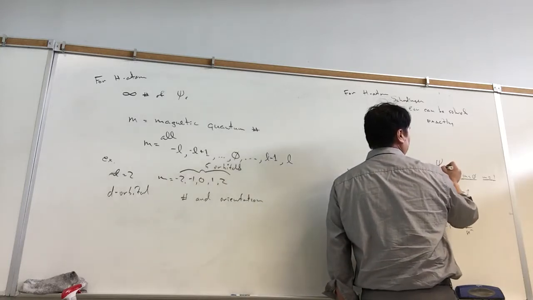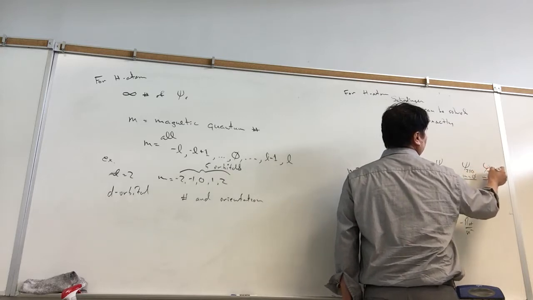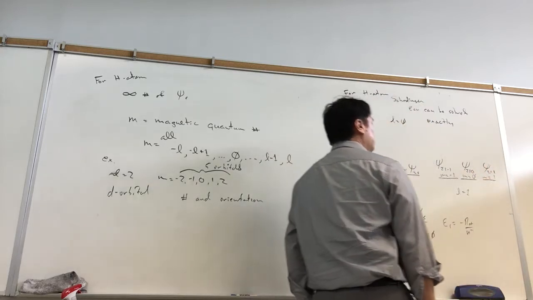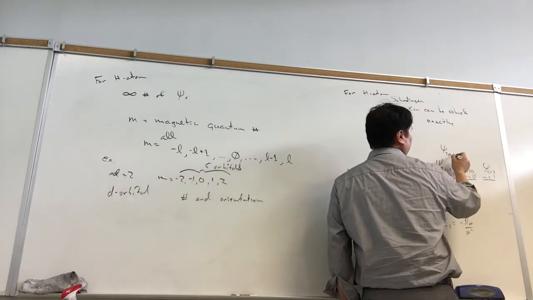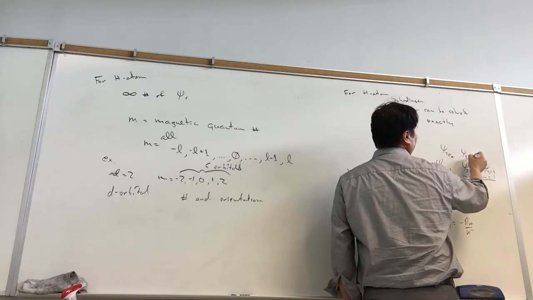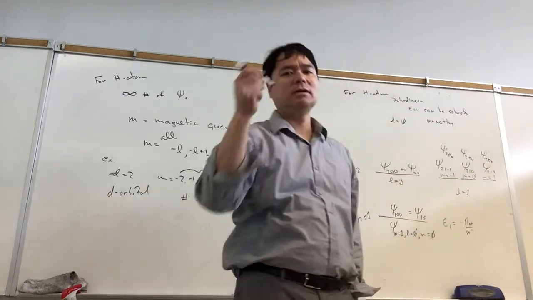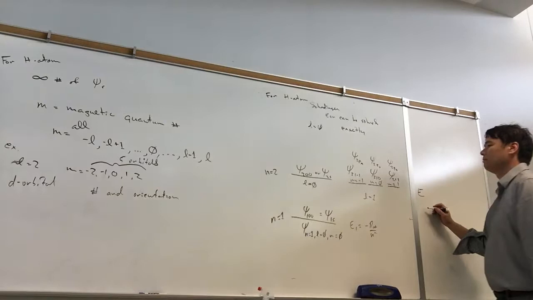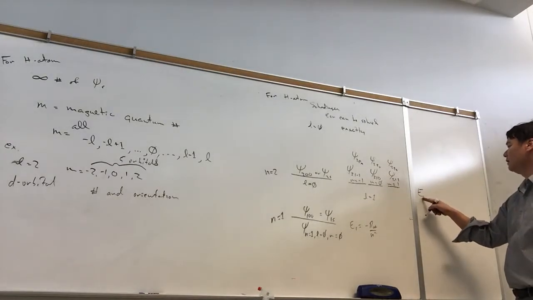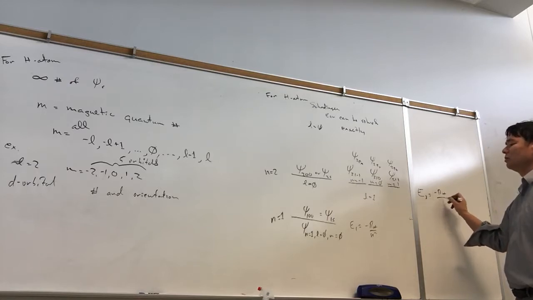Over here, this would be a psi 21 minus 1. This would be a psi 210. This is a psi 211. And so what we end up with are psi 2p, the orientations I've got to double check, 2px, 2py, and a 2pz, showing the orientation of the p along the x, along the y, and along the z. All these 4 orbitals have the same energy. And so here we have E2, which is just minus R sub H over 2 squared. This is 4.